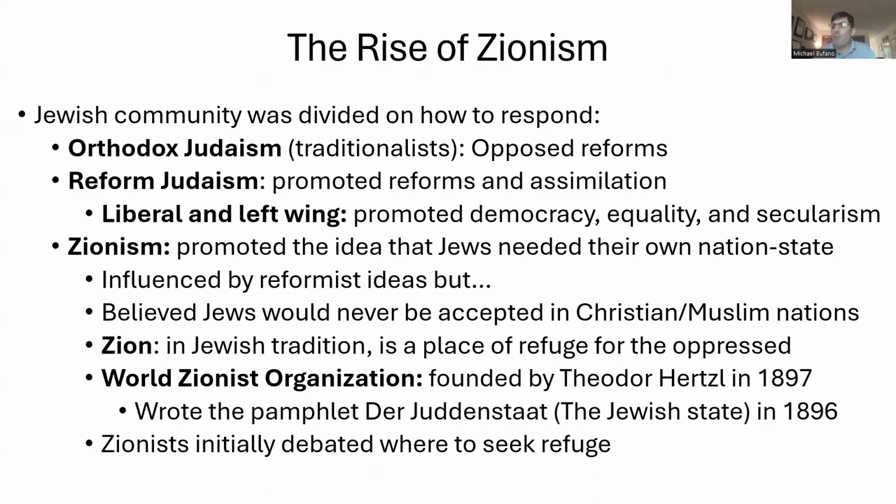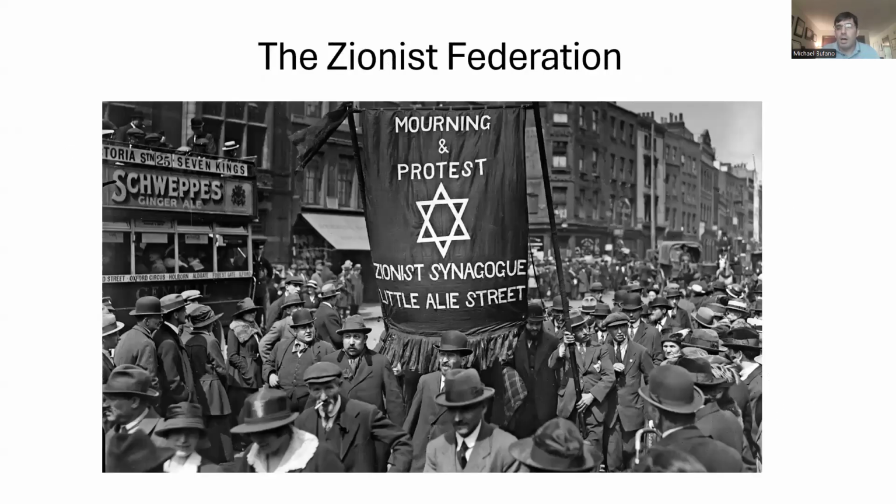There were some debates about whether or not they should go to Argentina or Madagascar. There were lots of ideas thrown around. But eventually, they decided on Palestine. A big reason for this has to do with the fact that this is where the first ancient Israeli kingdom was established. It's Jerusalem, the holiest site for Jews.